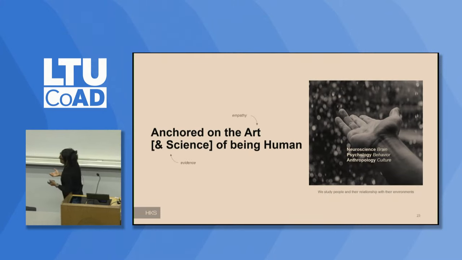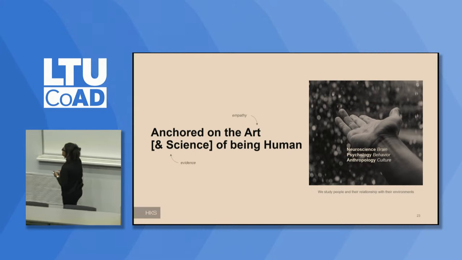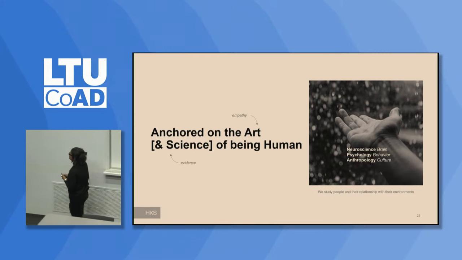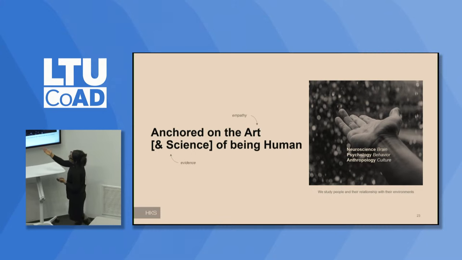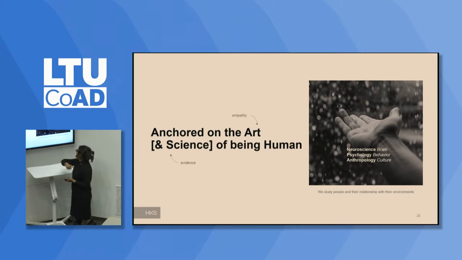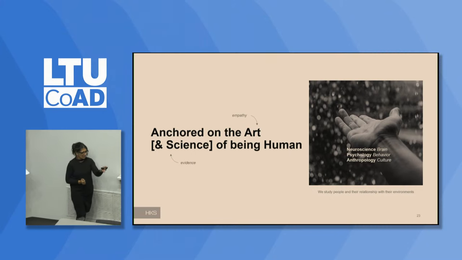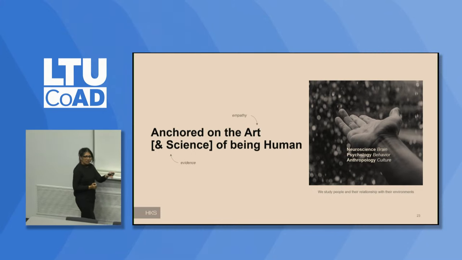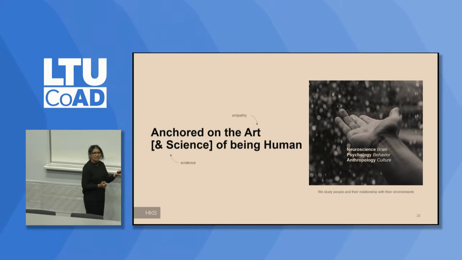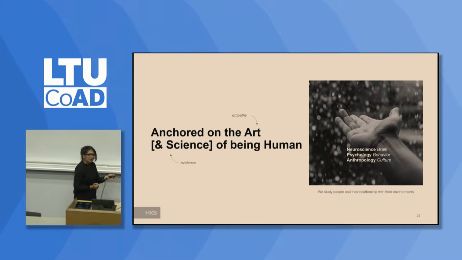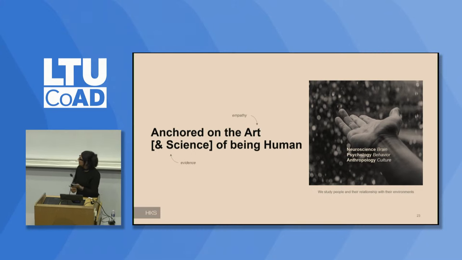And for us in research, this is what I started with, is we're anchored on the art and science of being human. We rely on empathy, and we lean on evidence. We study people and their relationships with their environments. You are so lucky to have a class on it. Very few schools of architecture have a class on environment behavior. And it's so important.